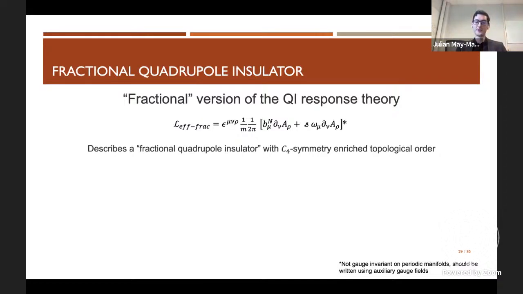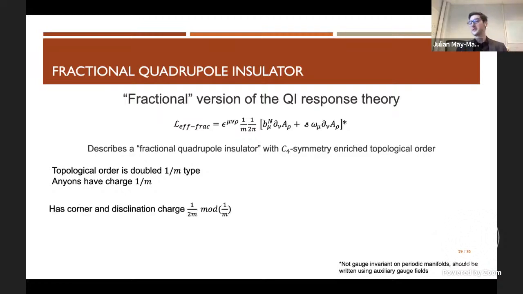So this response theory is going to describe a fractional quadrupole insulator with C4 symmetry enriched topological order, basically meaning that the anyons of our topological order are going to have non-trivial C4 angular momentum. The topological order for this theory is going to be of a doubled 1 over m type, which corresponds to roughly a Laughlin 1 over m state along with a second minus 1 over m state, leading to a non-chiral boundary. And here, the anyons are going to have charge 1 over m owing to the two Laughlin states.